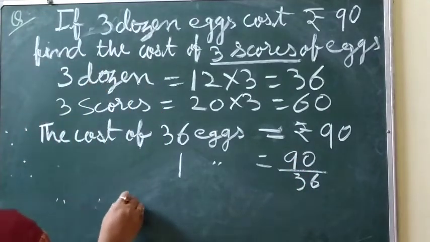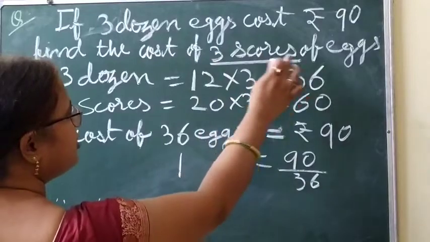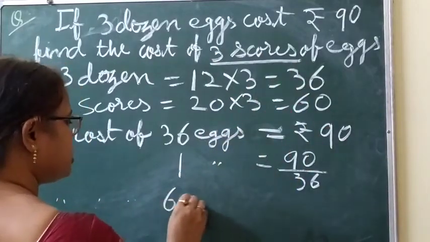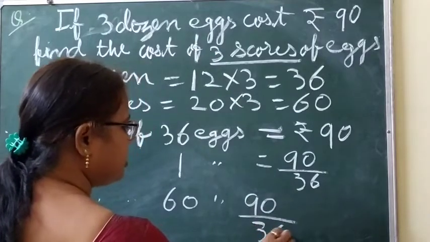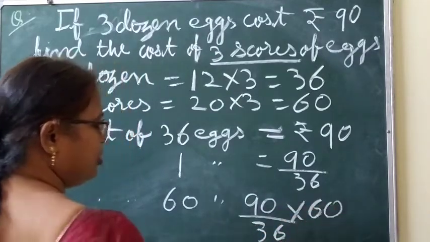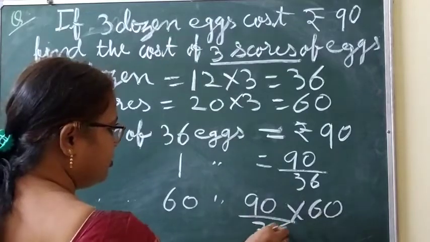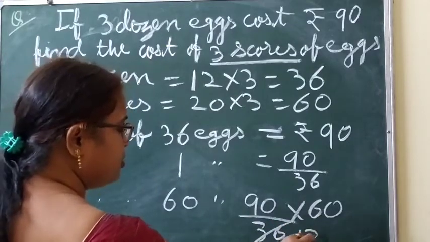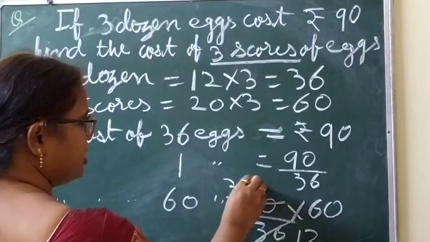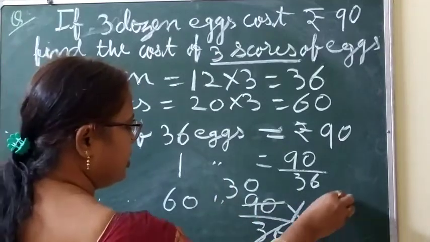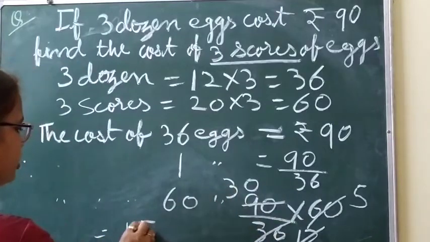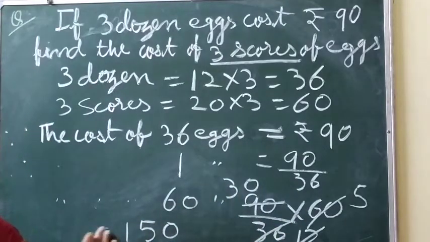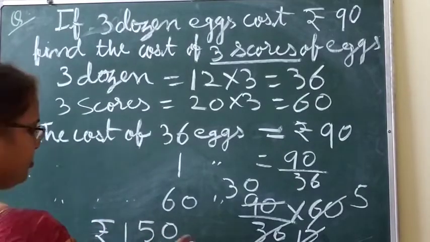Now the cost of what? What is ours? 3 scores. 3 scores means 60. So 60 eggs will be equal to 90 by 36 into 60. Now do the calculation. 3 1s are 3, 3 2s are 6, 3 3s are 9 and 0. Then 12 5s are 60, and 5 3s are 15, so 150. So the answer will be rupees 150. Clear?